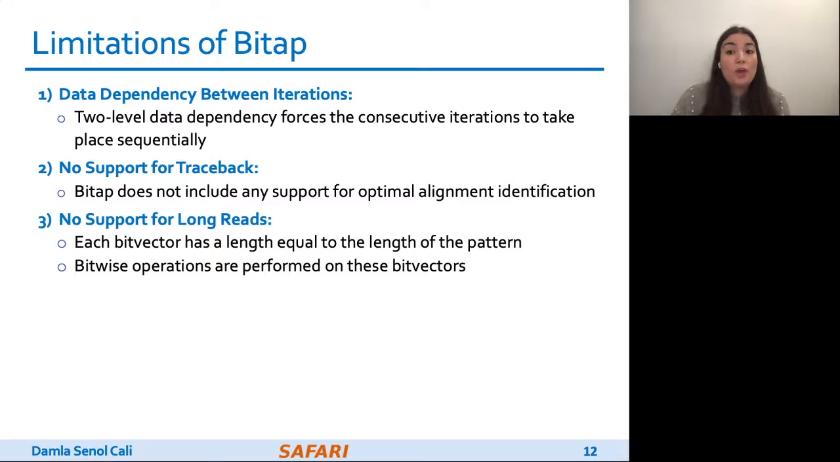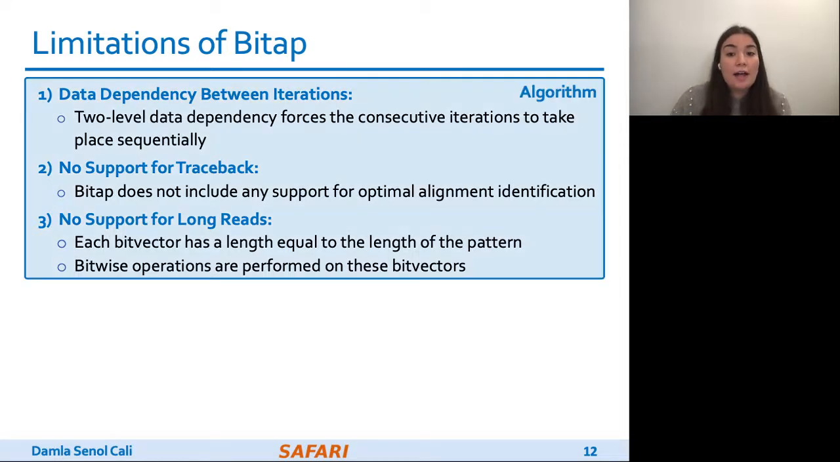In Bitap, the query length, so the read length, is limited by the word size of the machine running the algorithm, because each bit vector has a length equal to the length of the pattern, and we perform the bitwise operations on these bit vectors. Thus, the algorithm does not support long reads whose lengths are on the order of thousands to millions of base pairs. So these are the algorithmic limitations of the Bitap algorithm.